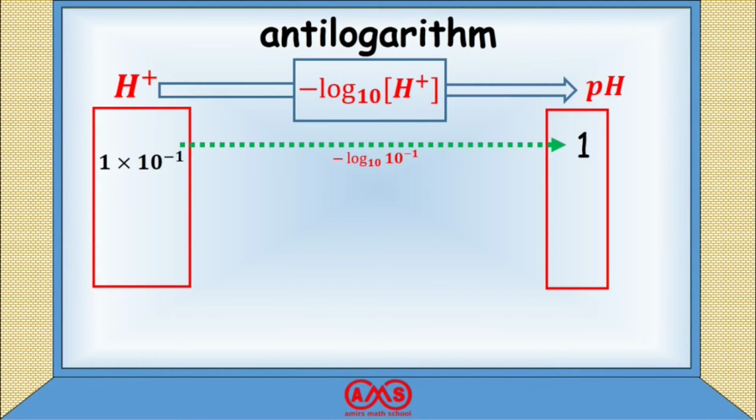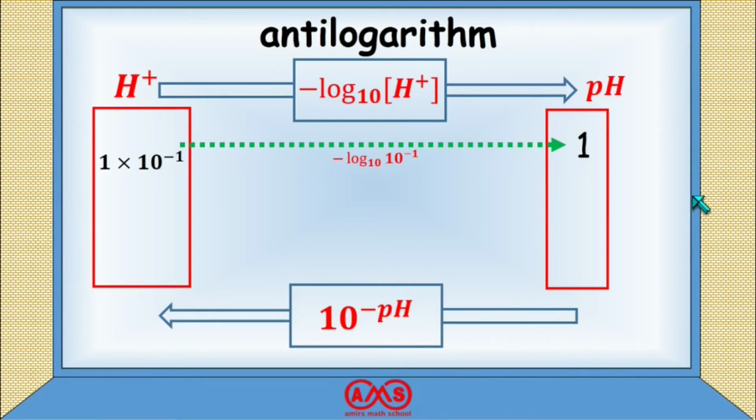The anti-logarithm of minus log 10 base H plus is 10 to the power minus pH. The anti-logarithm of minus log 10 base any variable will be 10 to the power minus another variable. Minus log 10 base H plus, for this logarithm, the anti-logarithm will be 10 to the power minus pH. If we substitute the value of pH equal to 1 in this anti-logarithm, in that case we will get the initial value back. That is 1, the value of pH, so 10 to the power minus 1, which is this value.